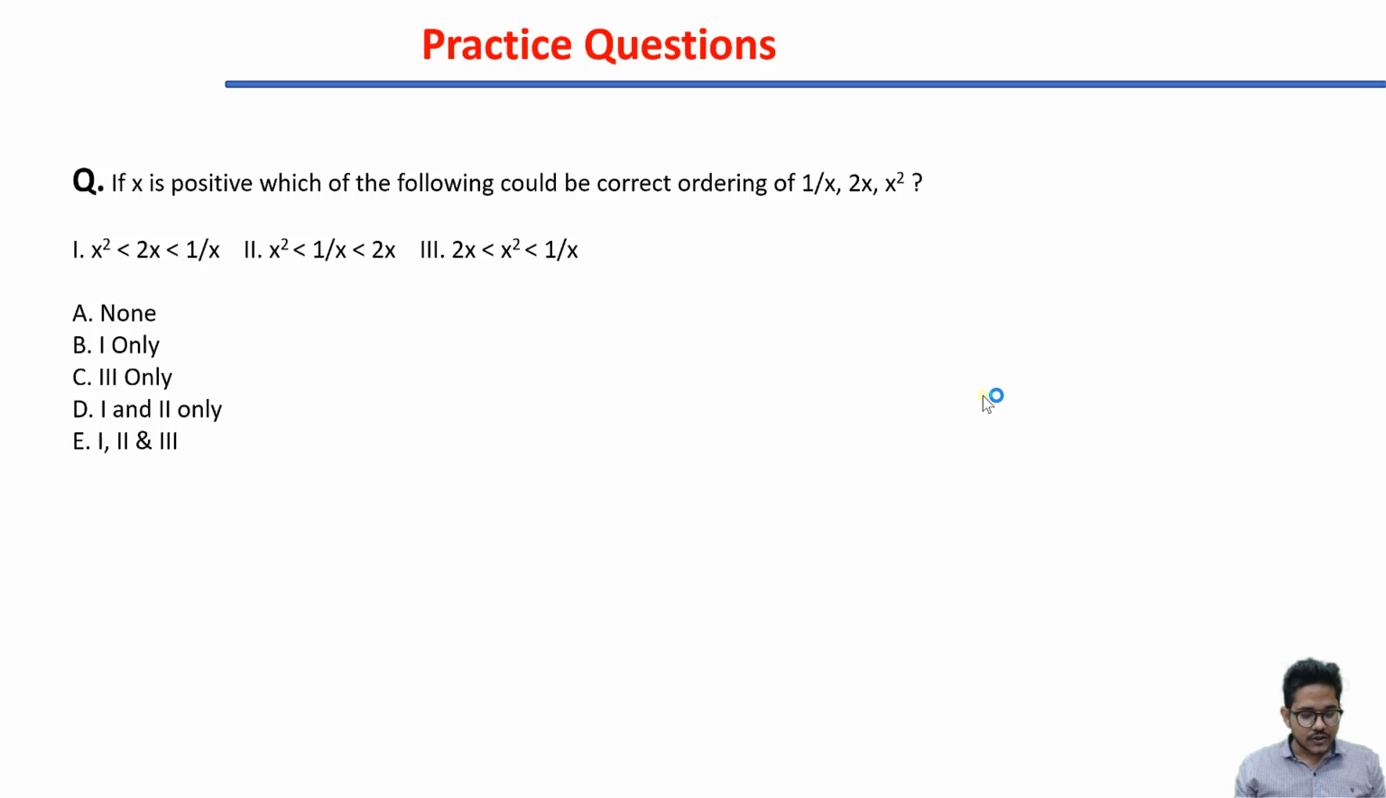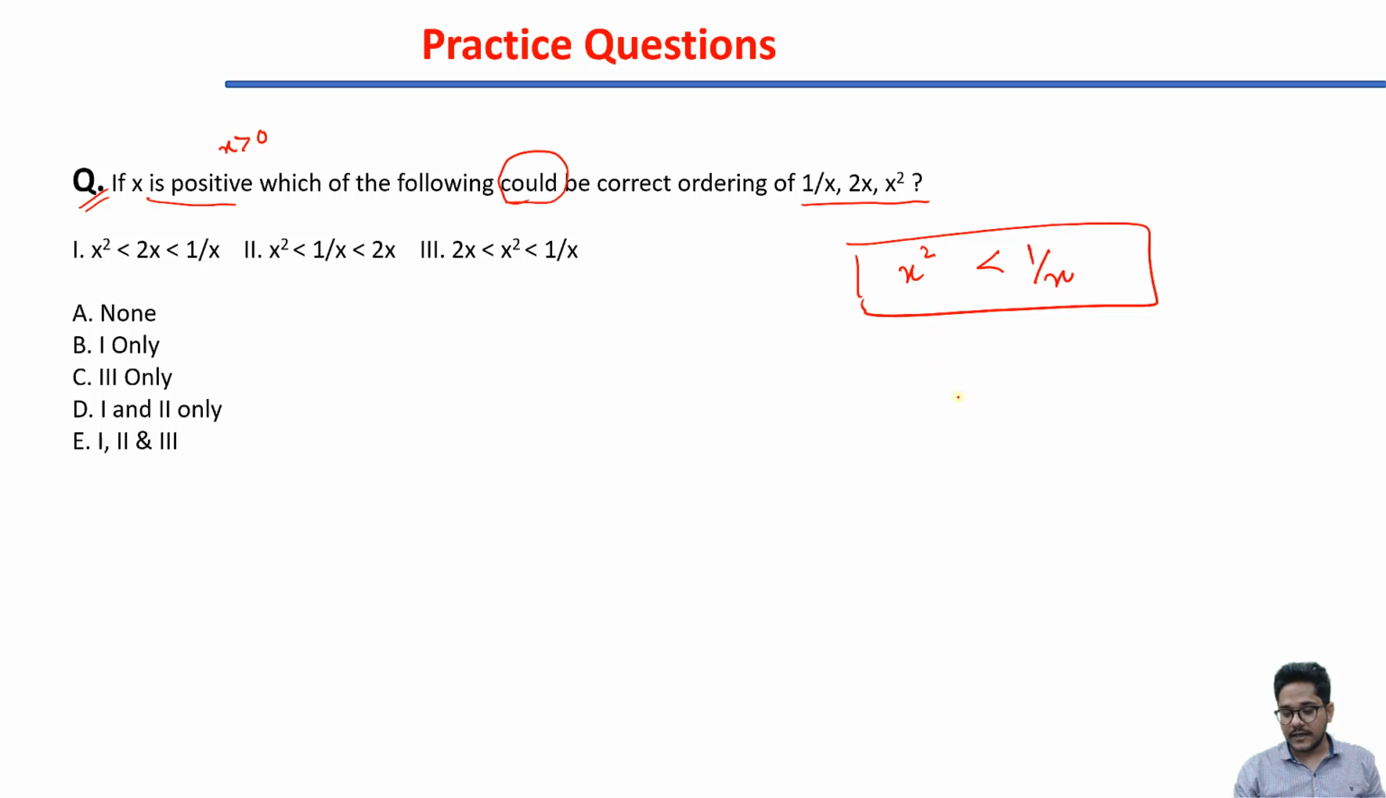Now let's look into a good question on inequality. The question is, if x is positive, so x is greater than 0, which of the following could be the correct ordering of 1 by x, 2x and x square? So, could be. Fine. Now in each of the options that is given, we can see that x square is definitely less than 1 by x.